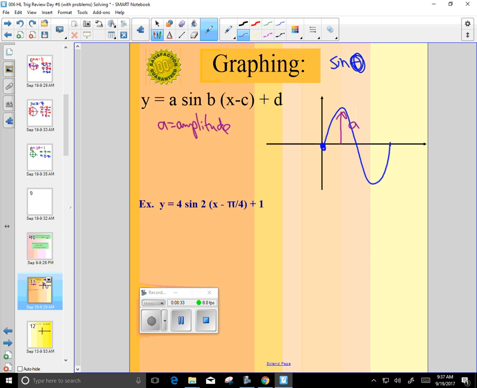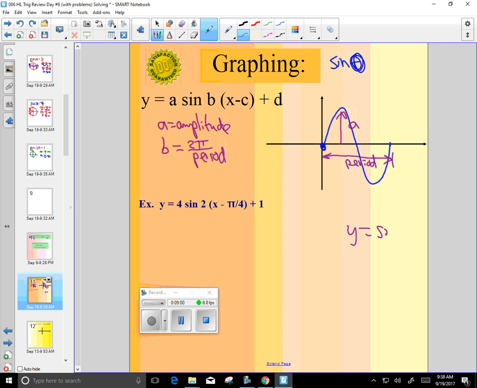Okay? B is a number that you use to find the period. You're going to go 2 pi over the period to get B. So I can't draw B, but the period is going to be helpful in finding B. 2 pi over the period.